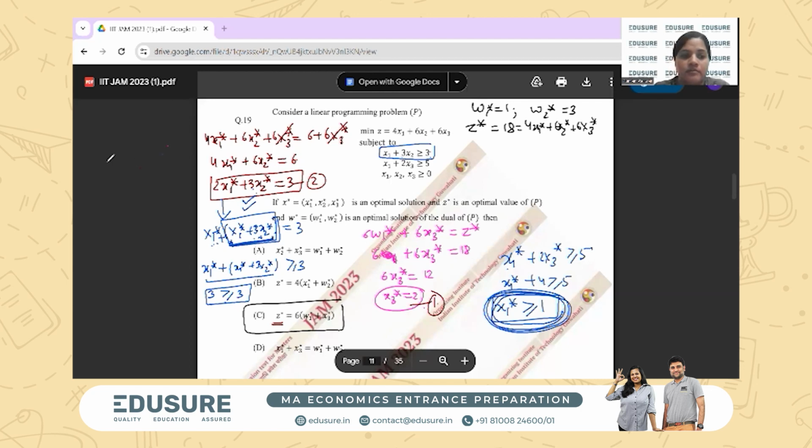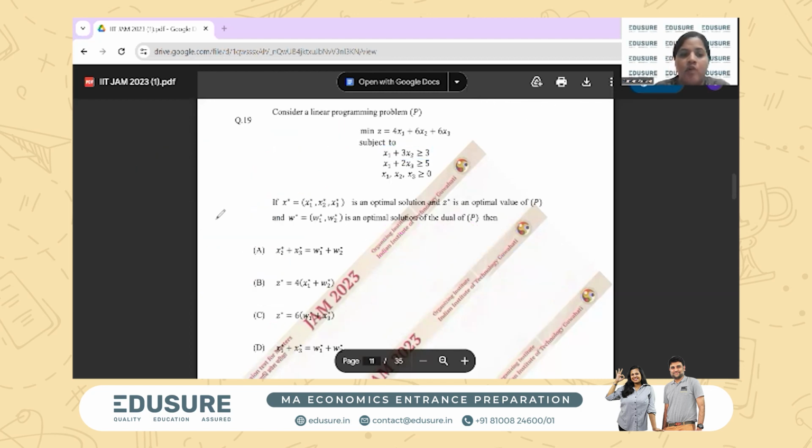So option C is ruled out. So option A wrong, option B wrong, option C wrong, and option D is correct. So option D is correct.